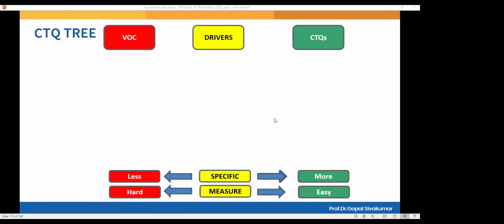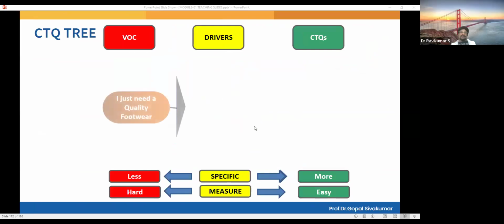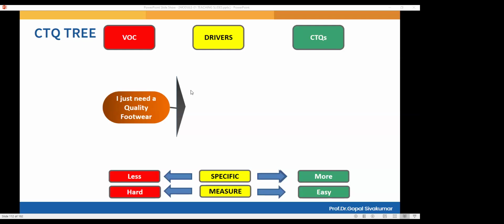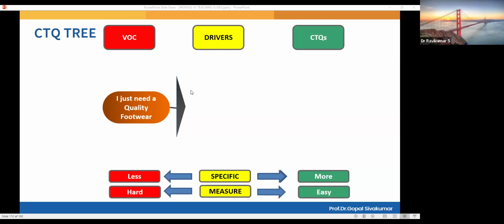Okay, no question. Now let us see a simple example. A customer says, I want a quality footwear. Do you have any data here, guys? Is any data present in that particular statement? Give me yes or no. No. No data is present, right? Then it is your job to convert that into a metric. How?